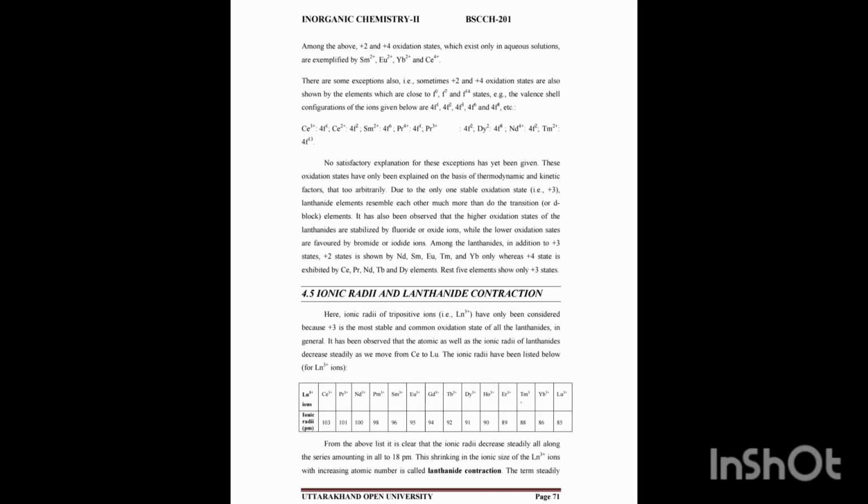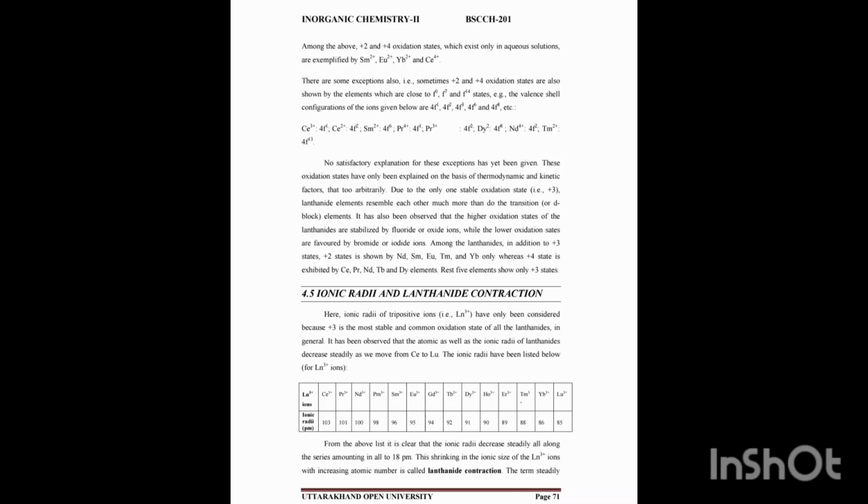It has also been observed that the higher oxidation states of the lanthanides are stabilized by fluoride or oxide ions, while the lower oxidation states are favored by bromide or iodide ions. Among the lanthanides, in addition to the +3 state, the +2 state is shown by Nd, Sm, Eu, Tm and Yb only, whereas the +4 state is exhibited by Ce, Pr, Nd, Tb and Dy. The rest show only the +3 state.